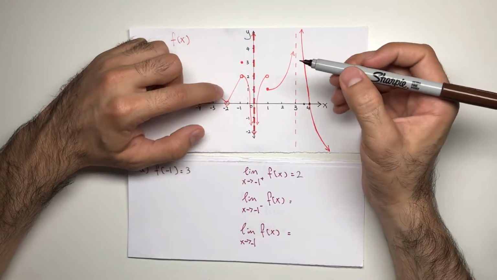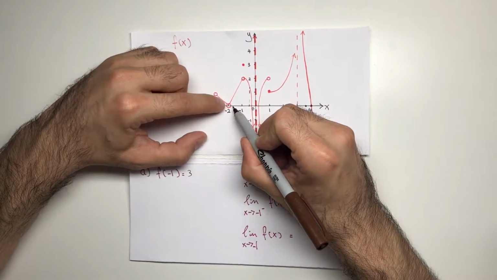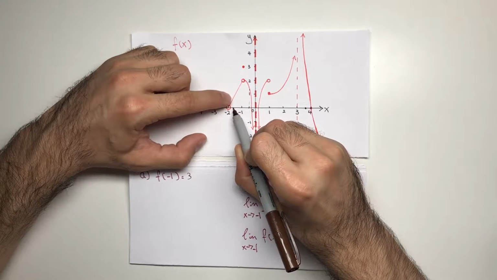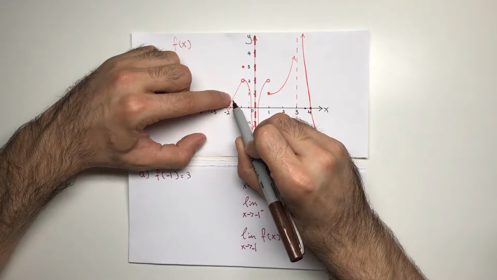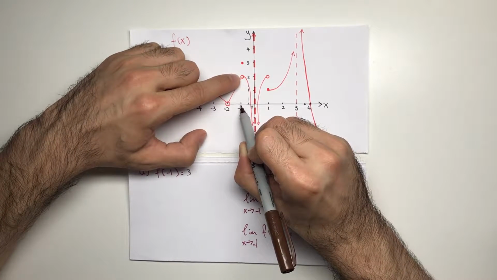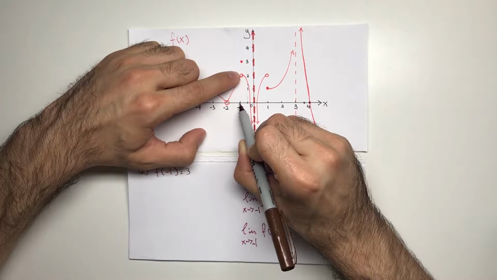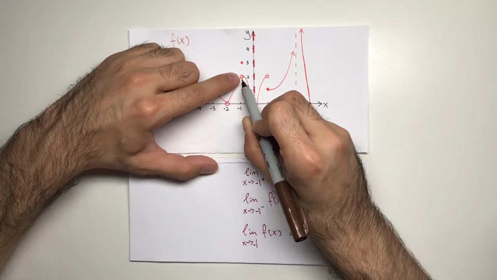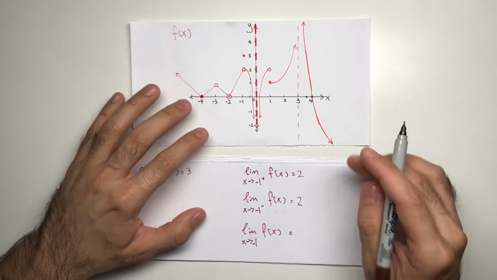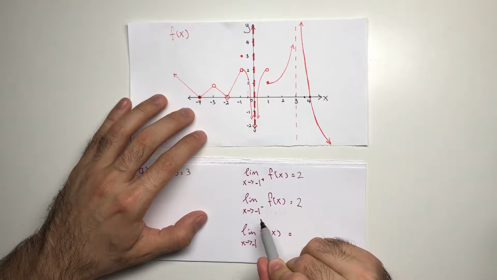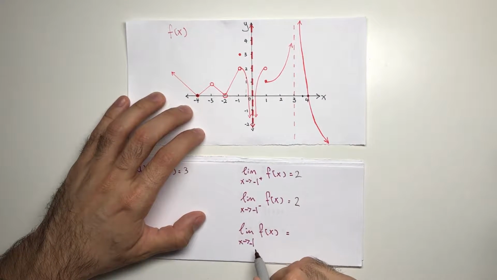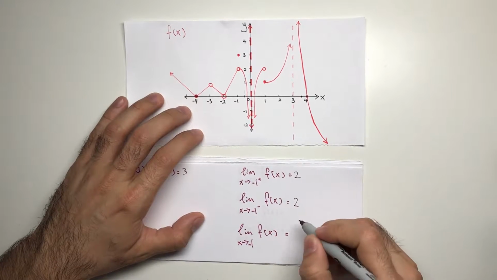So if we find the left-hand limit, we pick an x to the left of -1, and we approach -1 from the left. So as we pick an x here, we find our corresponding f of x value here. And as we move to the right, we see that as we approach -1, our function approaches 2 again. So that means that our right-hand limit equals 2 and our left-hand limit equals 2, which means that the limit as x approaches -1 of f of x exists, and it's equal to 2.